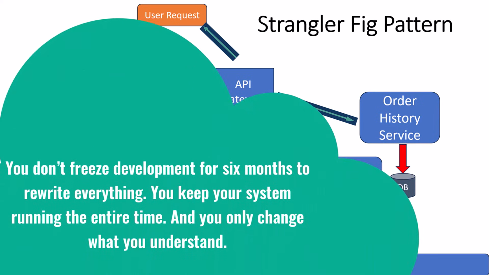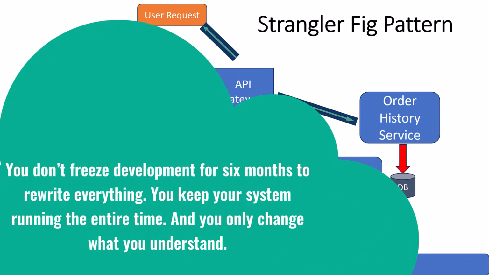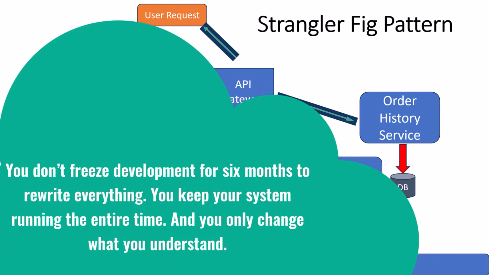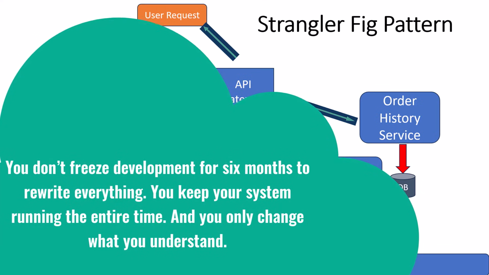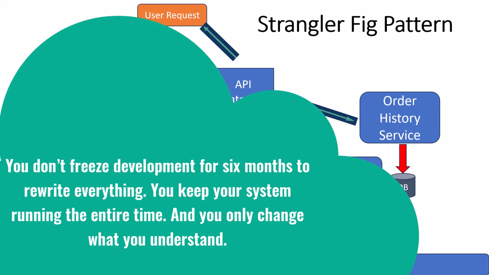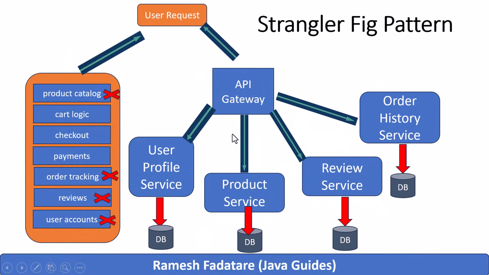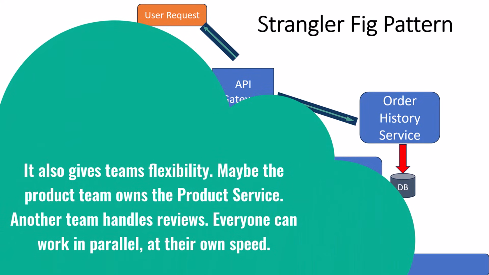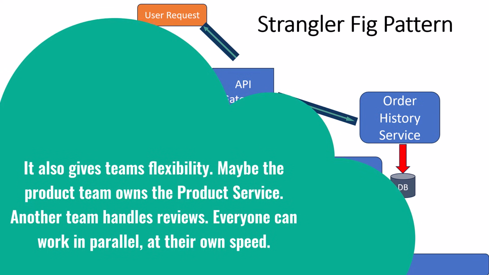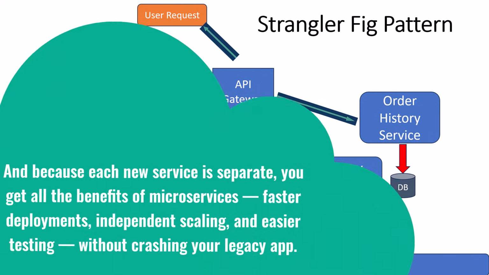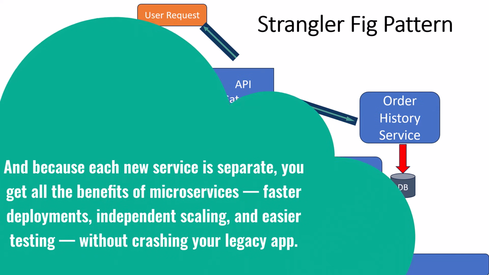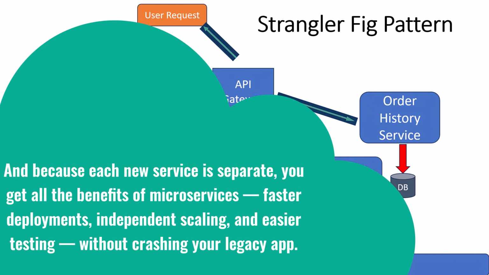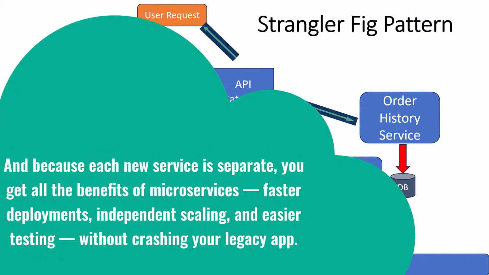The reason the Strangler fig pattern works so well is because it reduces risk. You don't freeze development for 6 months to rewrite everything. You keep your system running the entire time, and you only change what you understand. It also gives teams flexibility. Maybe the product team owns the product service, another team handles reviews. Everyone can work in parallel at their own speed. And because each new service is separate, you get all the benefits of microservices: faster deployments, independent scaling, and easier testing without crashing your legacy app.